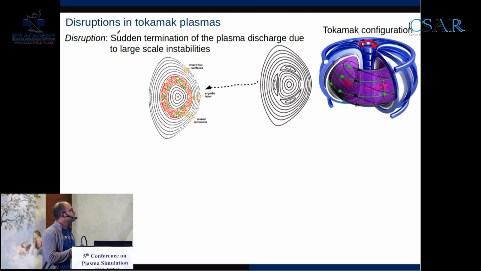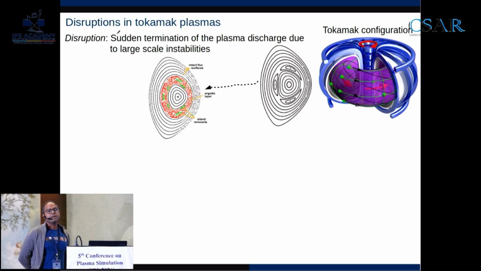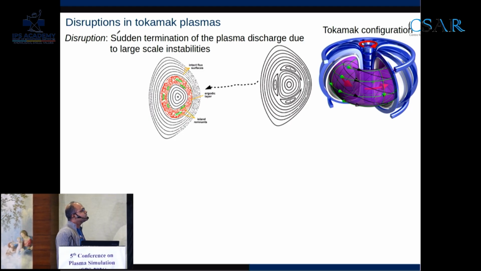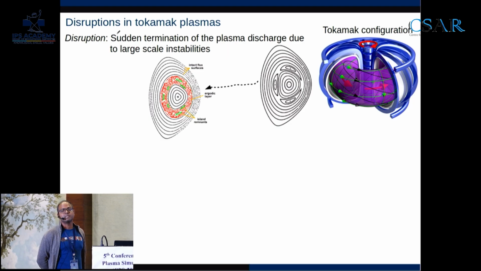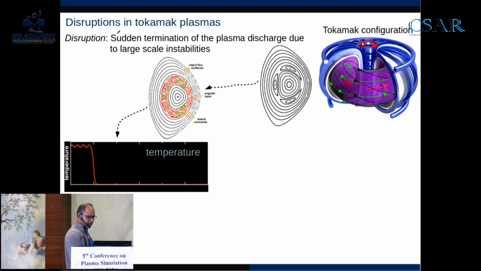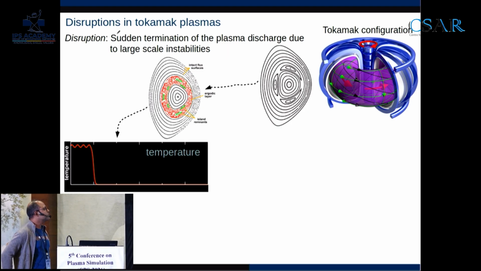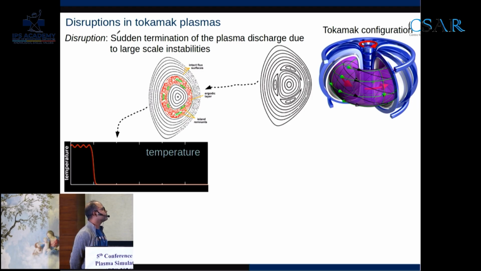When such stochastization happens, the magnetic field is ergodic and you can have fast loss of thermal energy from the plasma. So in such situations, the plasma can lose the majority of its thermal energy in a very short time scale. What you typically see in an experiment like this, as you can see in the picture there, is the temperature dropping within a millisecond or so from what is supposed to be the normal operation.